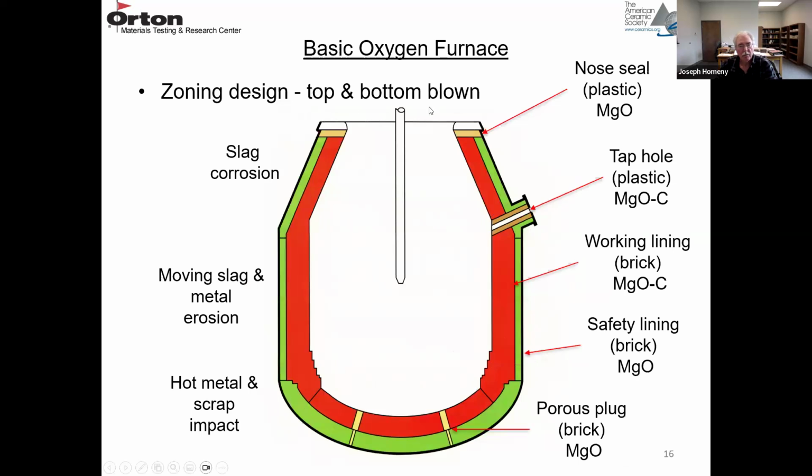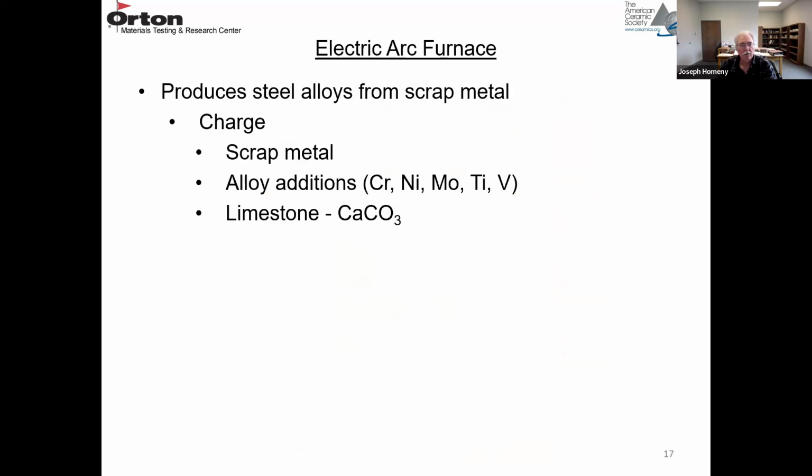And then the one that's top and bottom blown, again, it's the same issues: slag corrosion, moving slag and metal erosion, and then hot metal and scrap impact on the bottom. Same type of refractories on the lining, except now on the bottom, you have these porous plugs. They're bricks and they're made out of MgO, so they're very porous. So the gases go through the pores and stir the melt in the bottom. So you can see all the different kinds of refractory compositions we've discussed are used in all of these vessels.